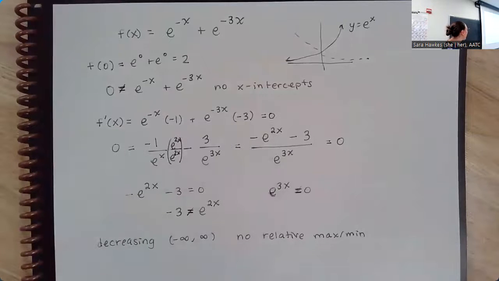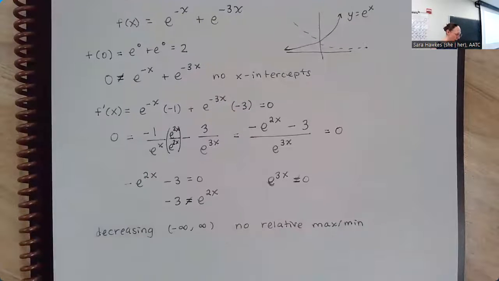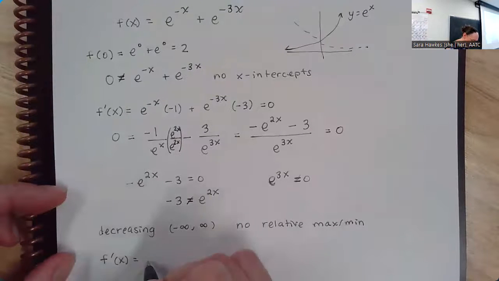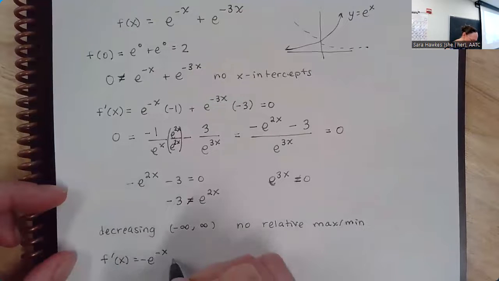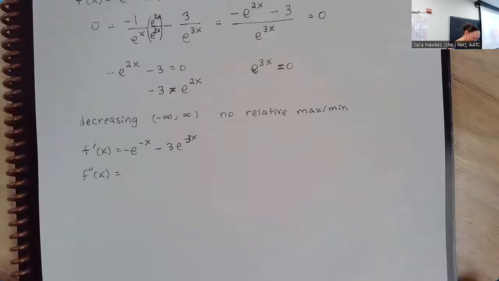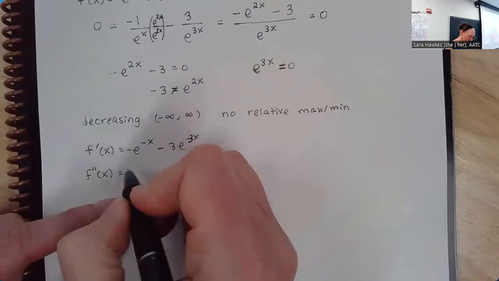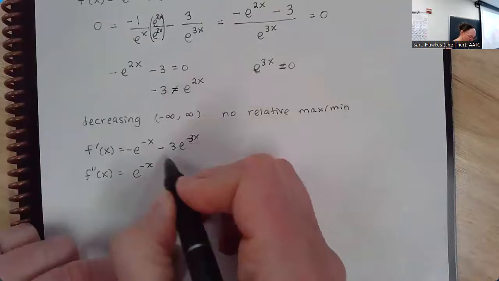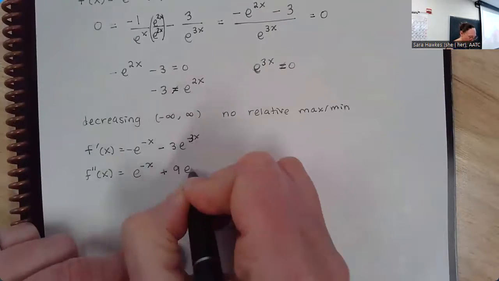But it also asks us about concavity. So we can check about concavity. So I'm going to go back to that first derivative, which was negative e to the negative x minus 3e to the negative 3x. Thank you. So if I take a second derivative, I'm going to have another negative pop out. So that'll be e to the negative x. I'll have another negative 3. So that'll be plus 9e to the negative 3x.